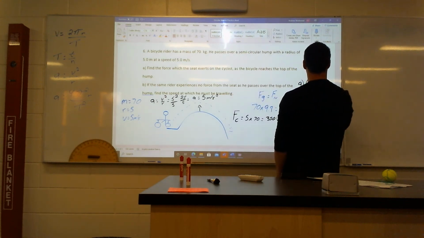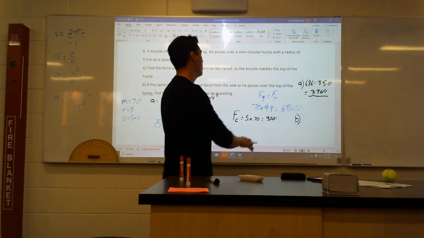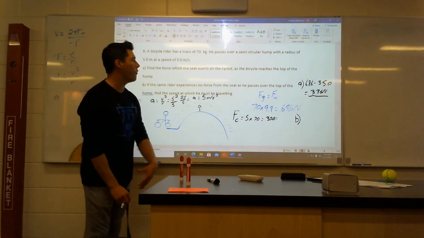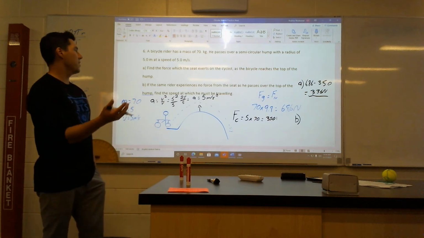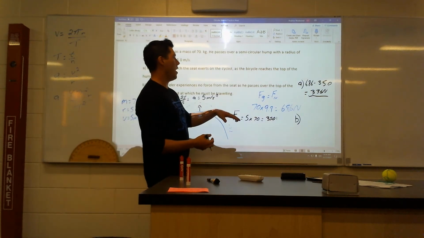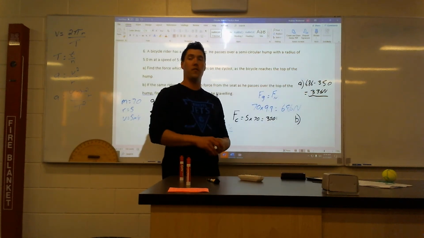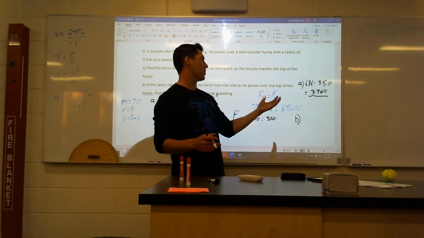336 newtons. All right. For B, I don't have a lot of room there, so I'm probably going to erase some of this. It says, if the same rider experiences no force from the seat as he passes over, find the speed at which he's traveling. So basically, the force of gravity is always going to be putting 686 downwards. If I want to feel no force from my seat, that means the upward force has to also be 686.